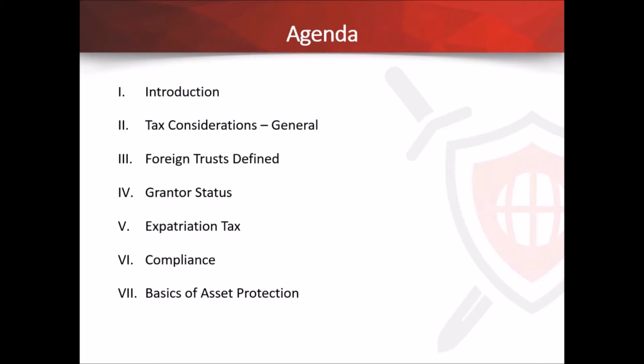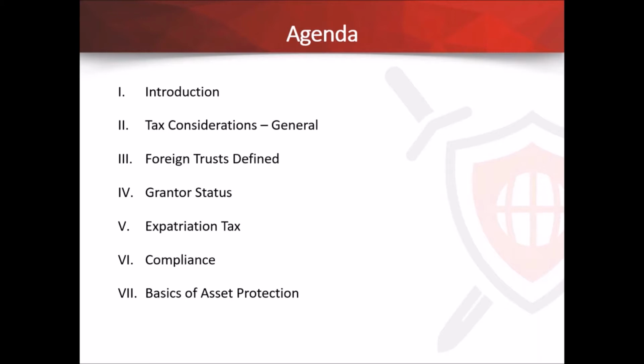And then we go into some of the technical pieces on how foreign trusts are defined. In other words, when is a trust considered a foreign trust by the IRS? When's it considered a domestic trust? And then in number four, Roman numeral four, what kind of tax status does the IRS attribute to a foreign trust versus a domestic trust?